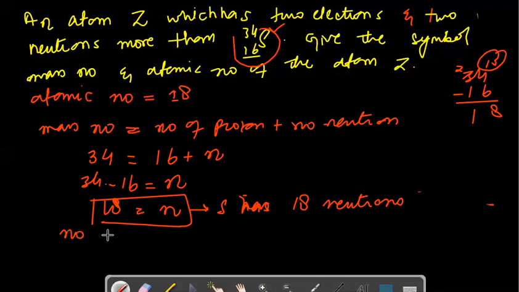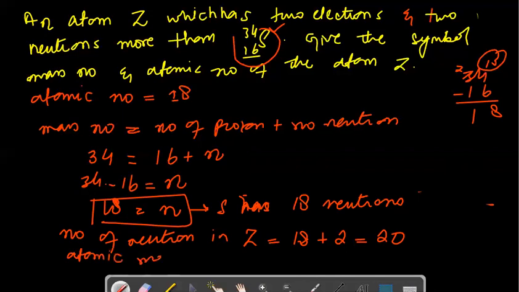So how many neutrons in the Z? In Z would be equal to 18 plus 2, that would be equal to 20. So what should be the atomic mass of the Z? Atomic mass of Z would be equal to, as we have already found the atomic number, that is 18, and the number of neutrons we have calculated is equal to 20. So what should be the atomic mass of Z? The atomic mass of Z would be equal to 38.